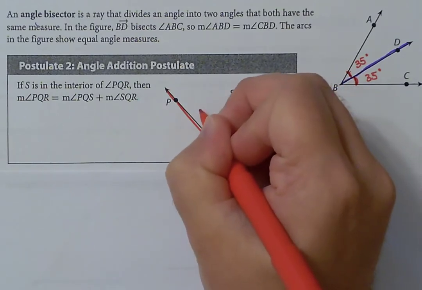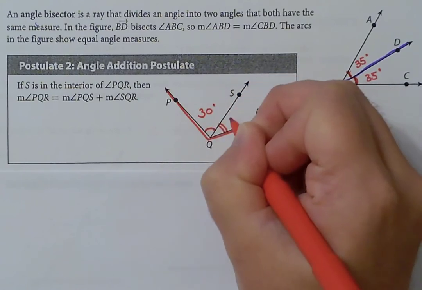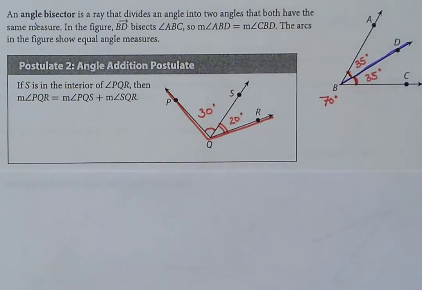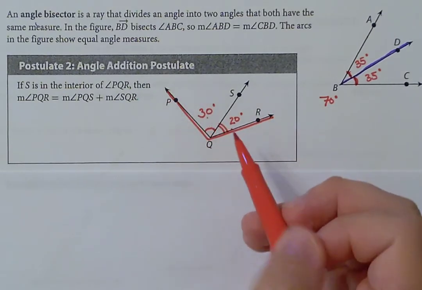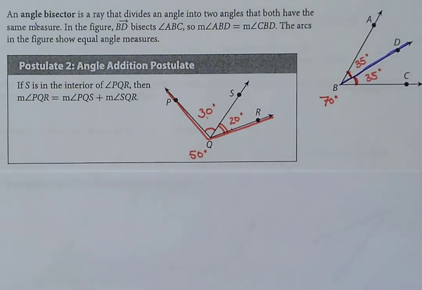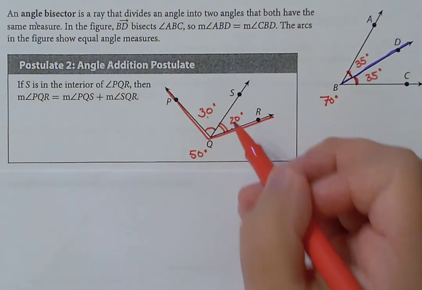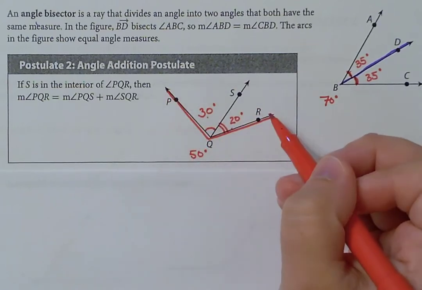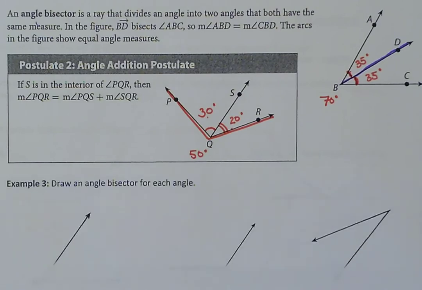So if I said that this is 30 degrees and that this is 20 degrees, for example, the measure of the whole angle would be 30 plus 20. So that would mean that it would be 50 degrees. So with angle addition, you can take different parts and add them together to make up the whole larger angle. Alright, so using those two different ideas, we're going to go through and answer our next two examples.